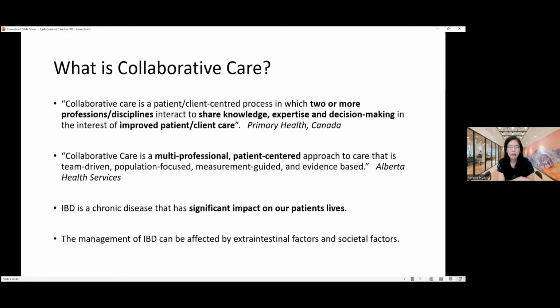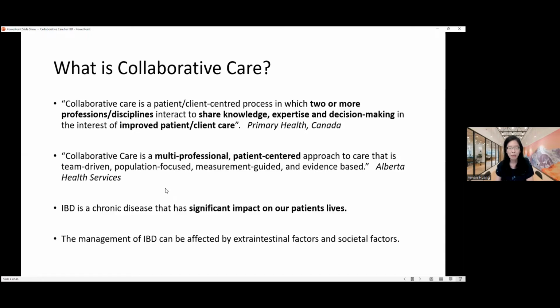When you think about collaborative care, it could mean many different things depending on who you ask. I think most of us think of the multidisciplinary approach, working together with multiple disciplines along with the patient. Health Canada has an actual definition on the primary health website: collaborative care is a patient or client-centered process in which two or more professions or disciplines interact to share knowledge, expertise, and decision-making in the interest of improving the patient or client's care.